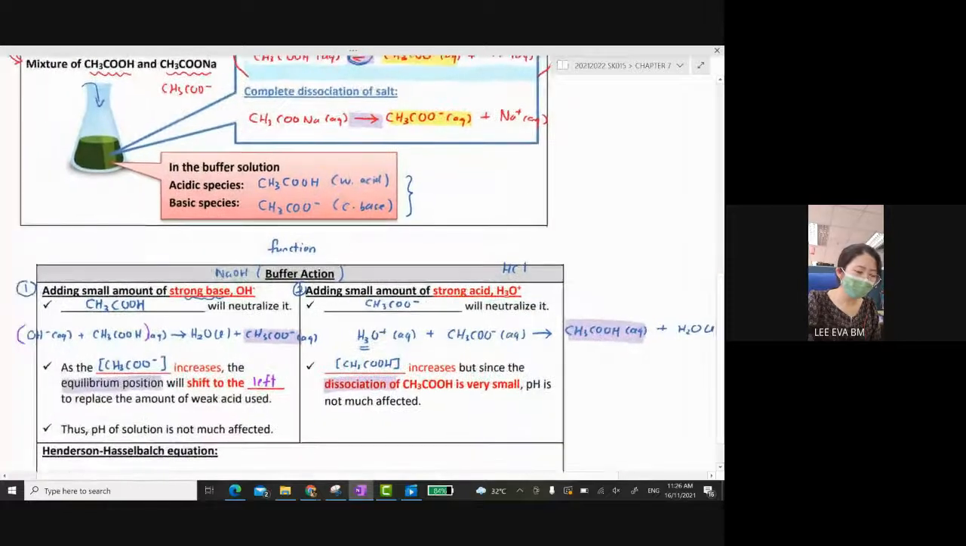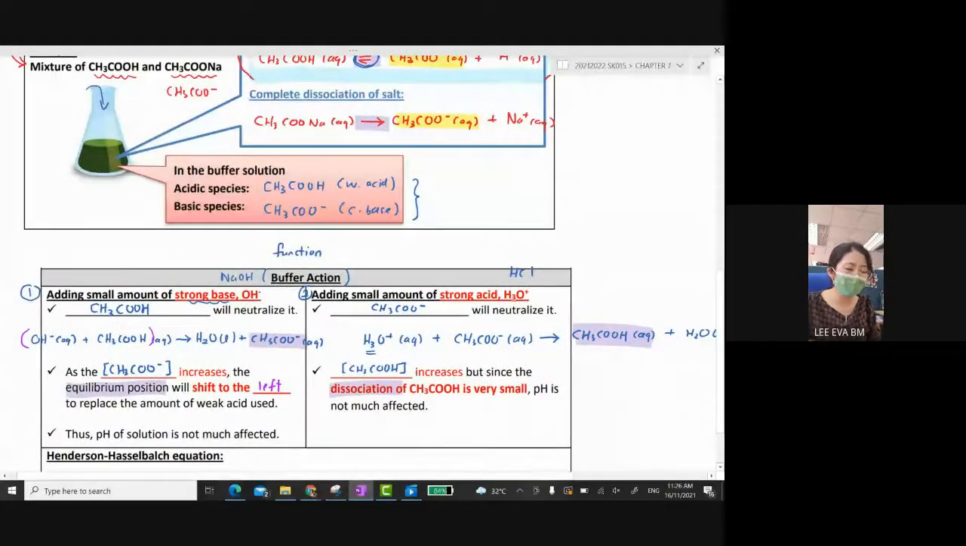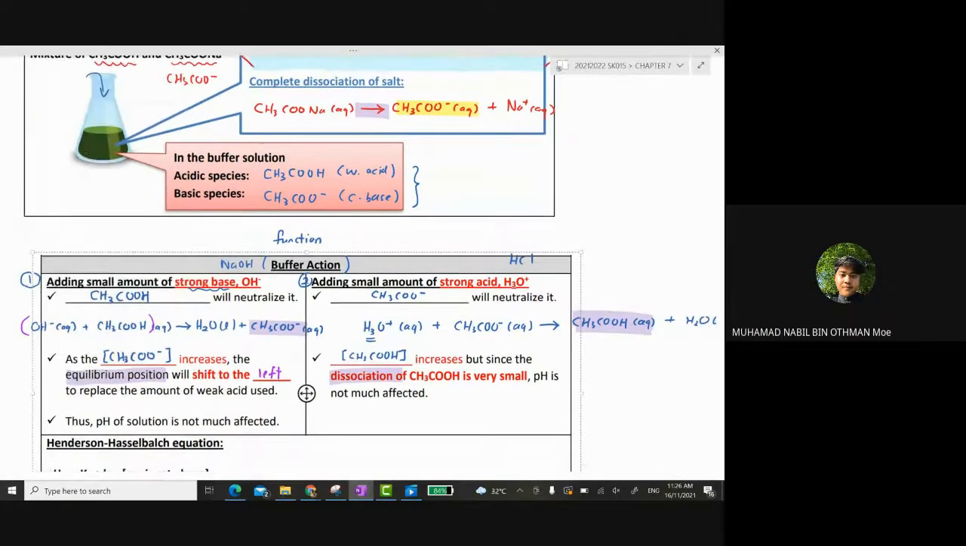Okay, so for the first scenario, second scenario, any questions? Ada soalan? Tak ada, madam. So far tak ada ya.